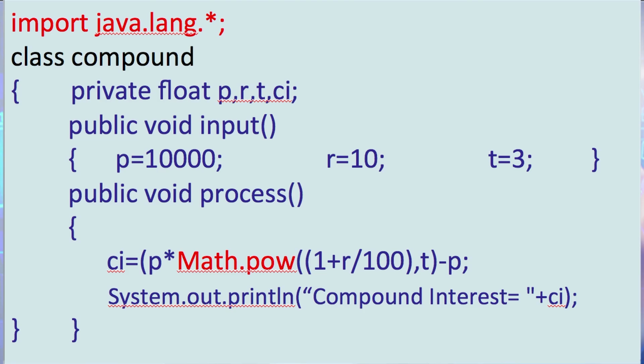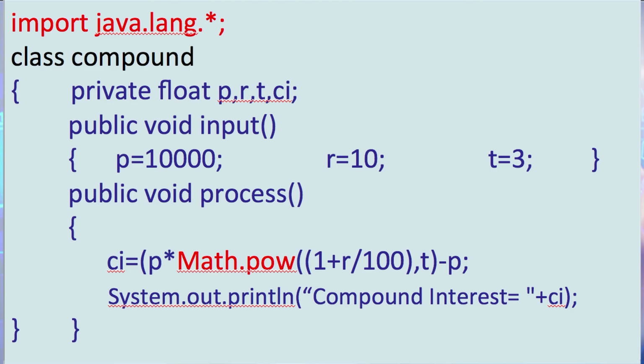So the first method is the input method, public void input. This input method is not returning any value, that's why it is void type. Its return type is void, and we are not passing any argument, so inside the brackets we have not written anything. And this is public type. Its specifier is public, which means we can use this method outside this compound class.